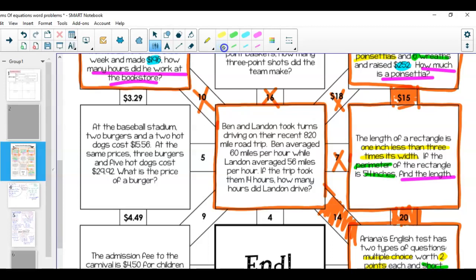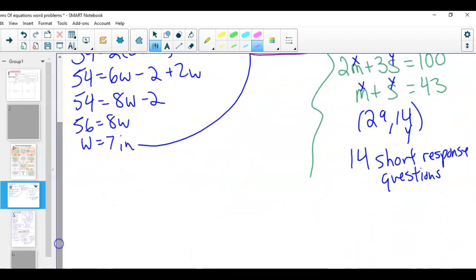So for this one, Ben and Landon took turns driving on their recent 820 mile trip. So that's a total. They're telling us how many miles total. Then they say Ben averaged 60 miles an hour, while Landon averaged 56 miles per hour. It then also tells us the trip took them 14 hours, and we're trying to figure out how many of those 14 did Landon drive. So what we don't know is how many hours they both drove. So that's what we're going to define our variables as.